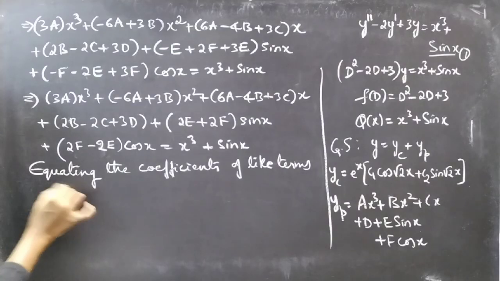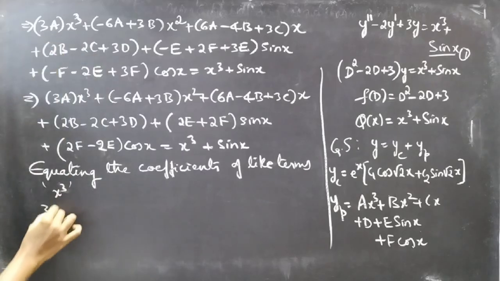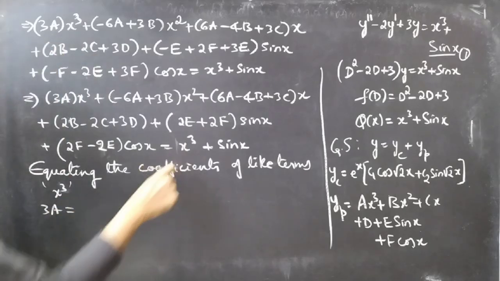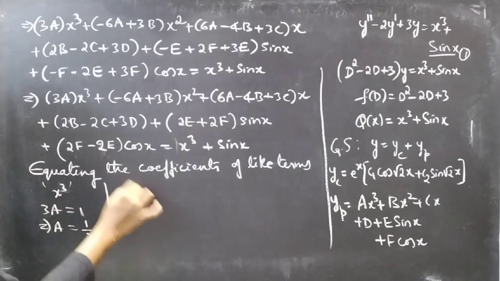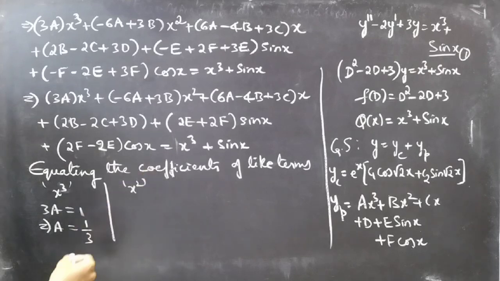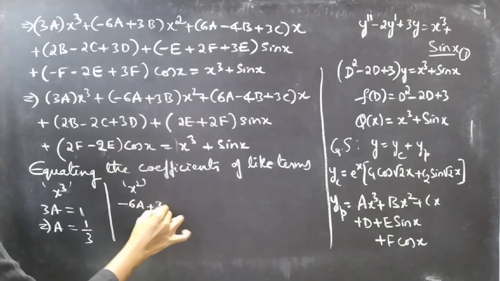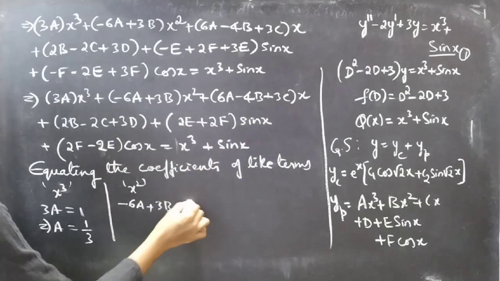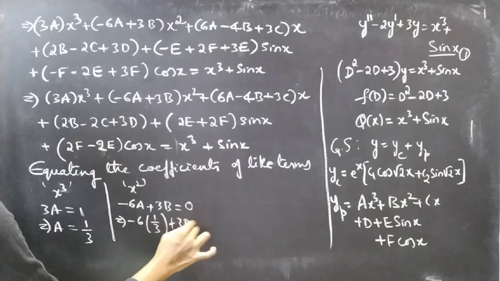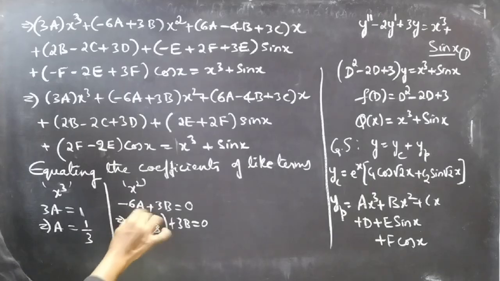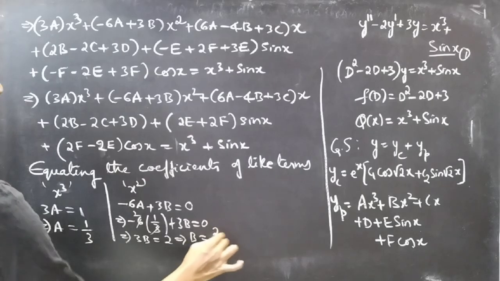I'll begin with x cube first. You have 3a, and the coefficient on the right is 1, which gives us a equal to 1 by 3. Now equate the coefficients of x square: minus 6a plus 3b equal to, we don't have any x square term, so take it as 0. Now substitute the value of a here. This gives us 3b equal to 2. From this we'll get b equal to 2 by 3.